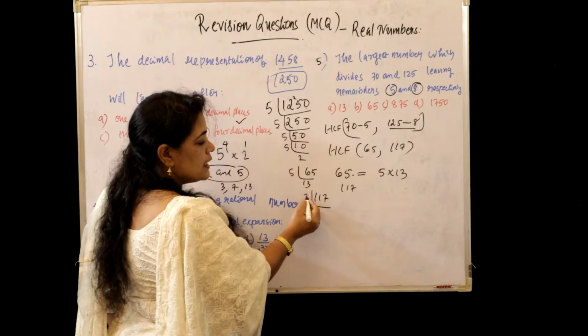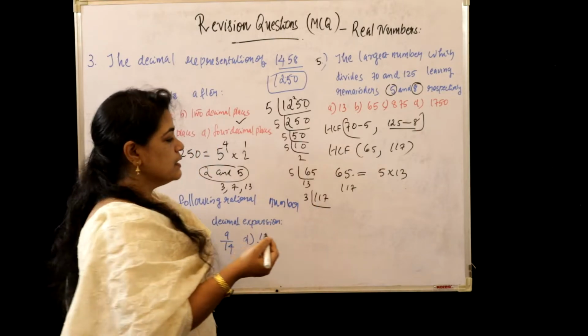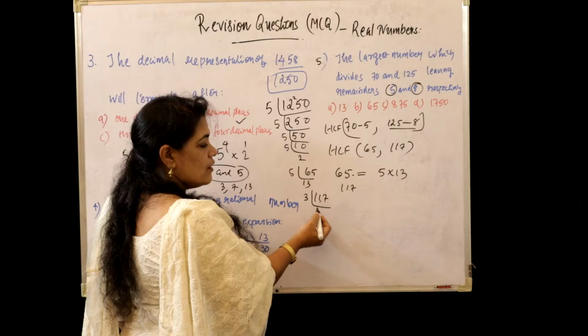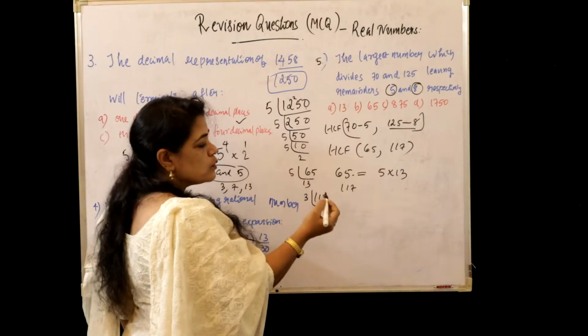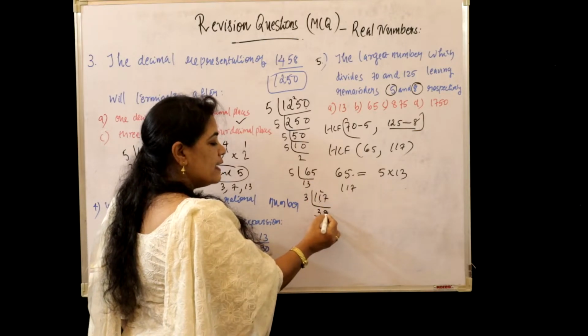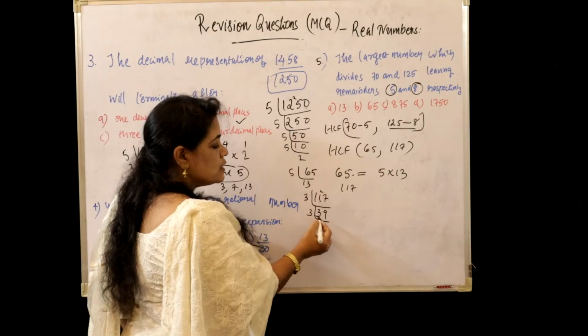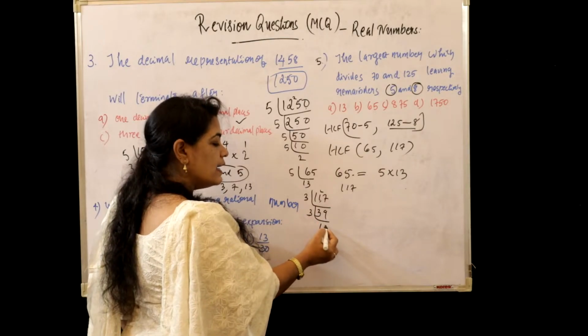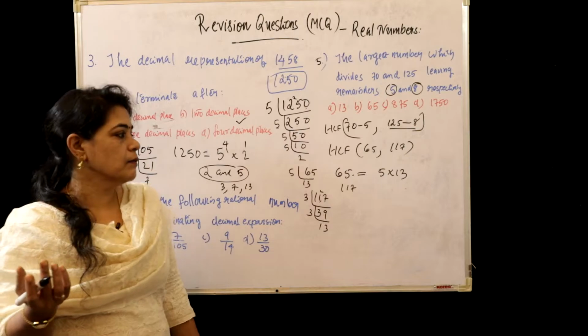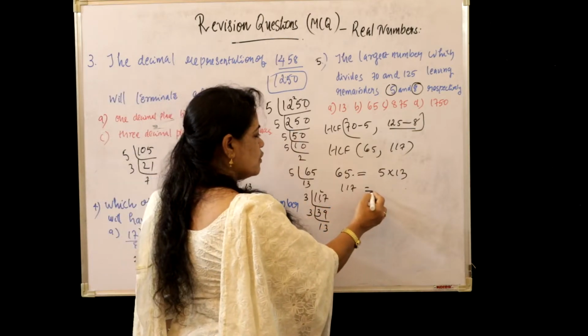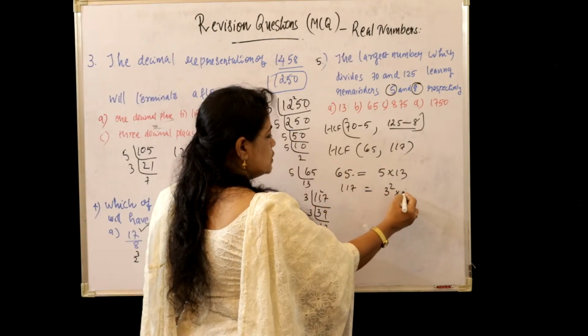117, I think 3 is divisible, sum of the digits, multiple of 3. So 3 in 11, 3 times. Okay, so 2 in 27, 9, again with 3. So 3 in 3 one time, 3 in 9 3 times. So 13 is a prime number. So you can write this as a product of 3 square into 13.